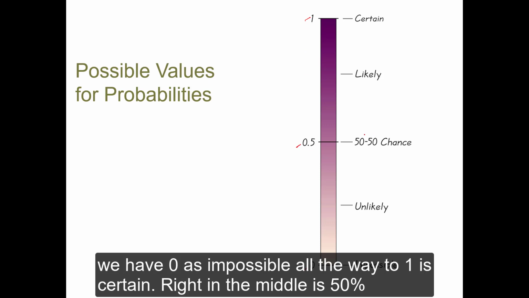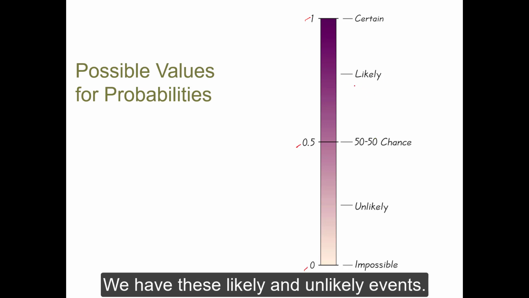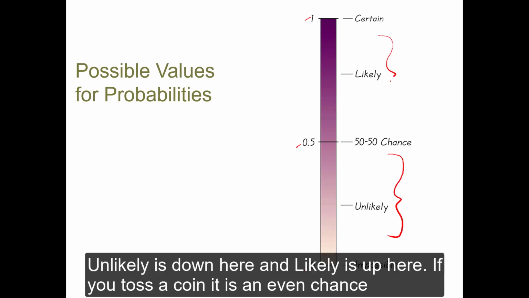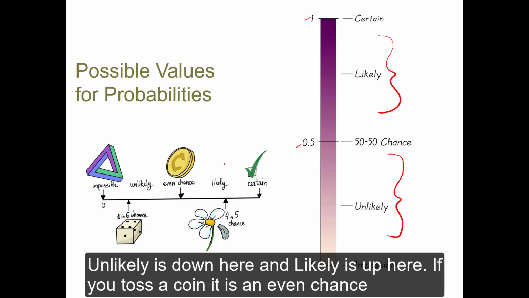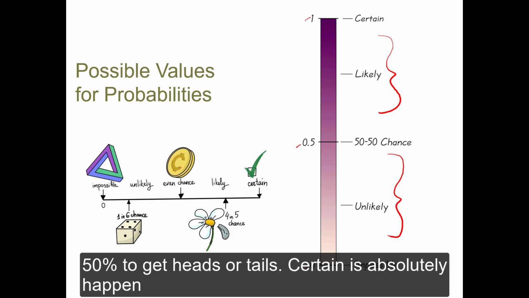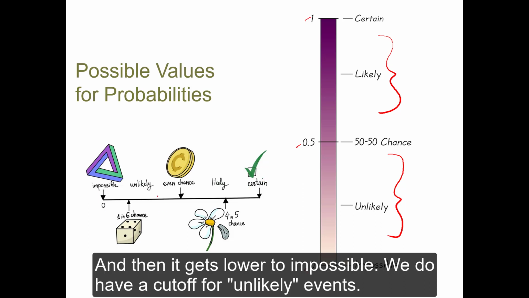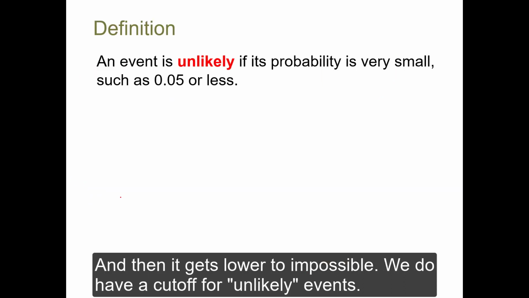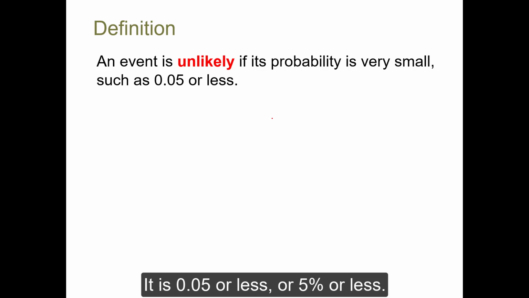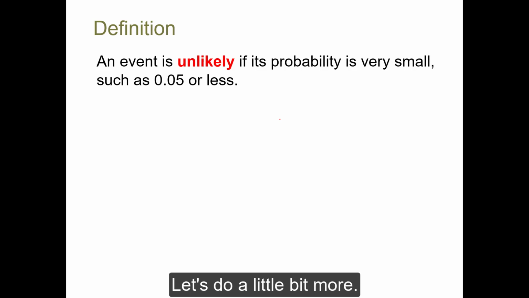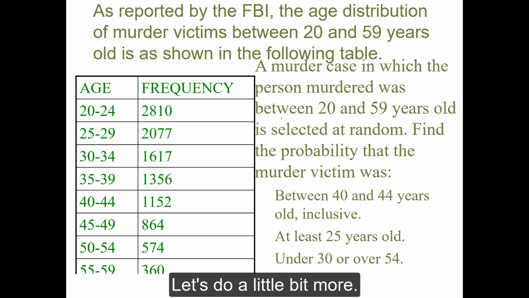So if we think about it, we have 0 is impossible all the way to 1 is certain. So right in the middle is 50%. And so we kind of have likely events and unlikely events. Unlikely is somewhere over here and likely is up here. Another way to think of it, if you just toss a coin, you're going to get an even chance, 50% chance heads, tails. Certain is going to absolutely happen, and then it gets lower and lower to impossible. However, we have a cutoff for unlikely events, and we call it 0.05 or less. So getting a probability of 0.04, we consider unlikely, as well as 0.05, so 5% or less.